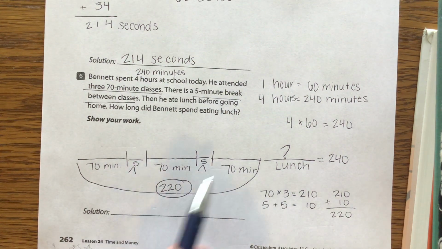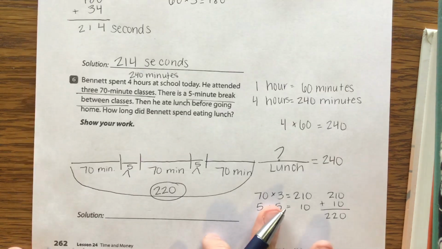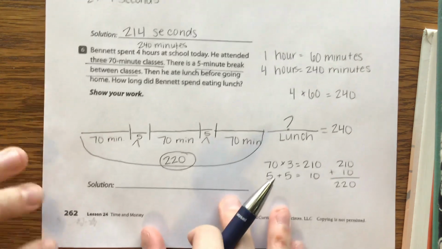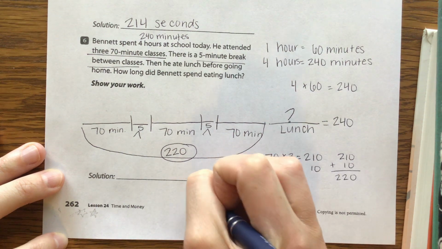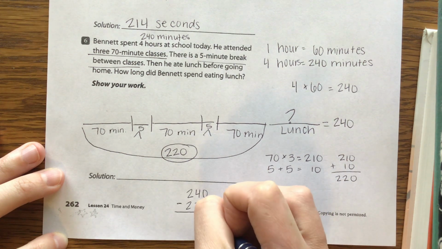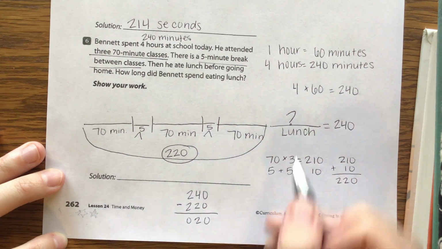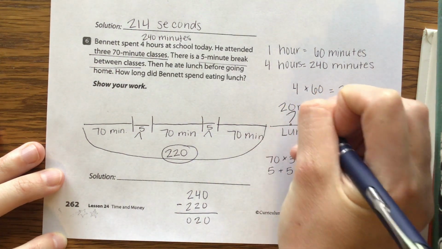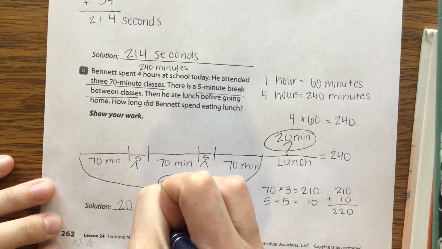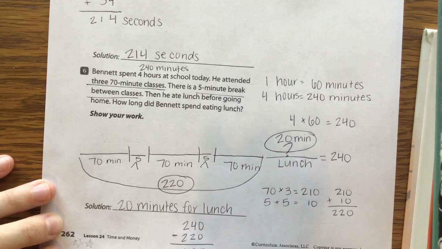All right, so 220 plus what would equal 240? Or if I think about it another way, I can do 240 minus 220 would give me how many minutes? So that's the way I'm going to solve it here. 240 minus 220. 0 minus 0 is 0. 4 minus 2 is 2. And 2 minus 2 is 0. So that leaves him with 20 minutes for lunch. And that is my solution.